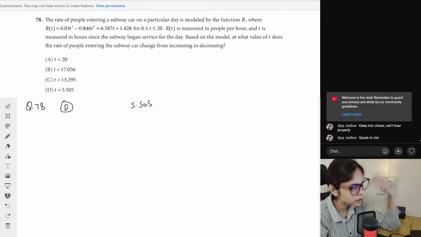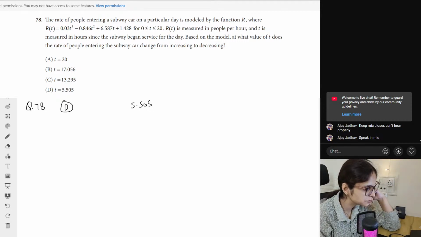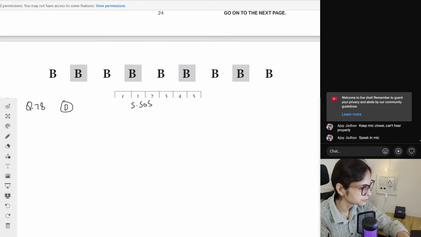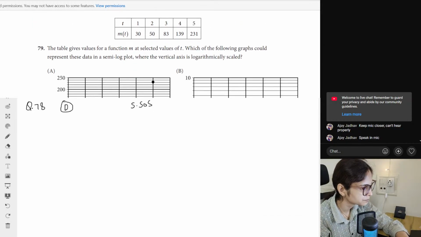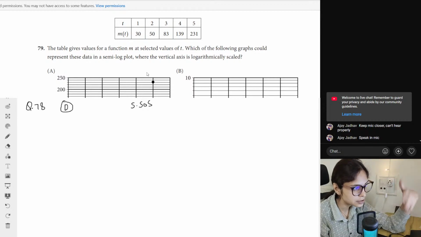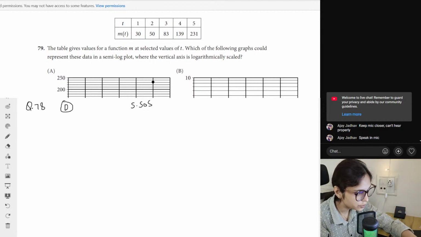Now coming to the next question, that is question number 79. Here t is 1, 2, 3, 4, 5, and m of t is 30, 50, 83, 139, 231. The table gives values for a function m at selected values of t. Which of the following graphs could represent the data in a semi-log plot? The vertical axis is logarithmically scaled. So I'll first see the options where the vertical axis is logarithmically scaled.